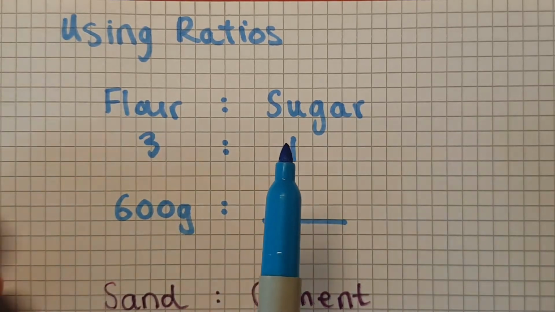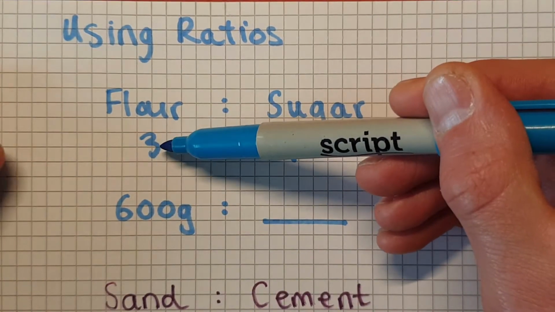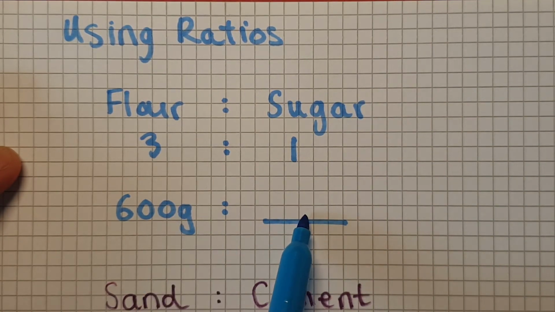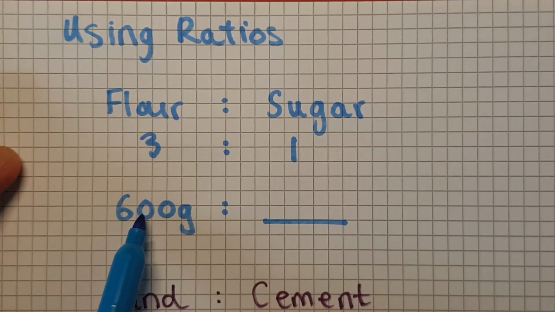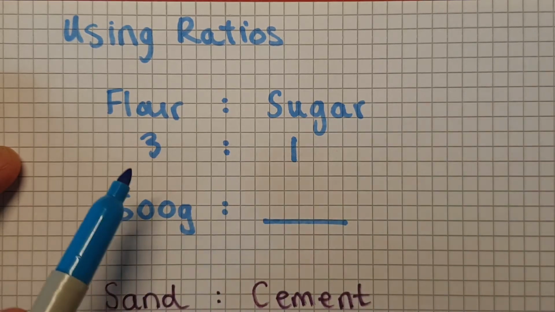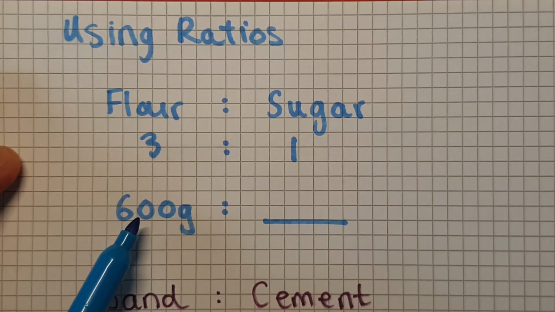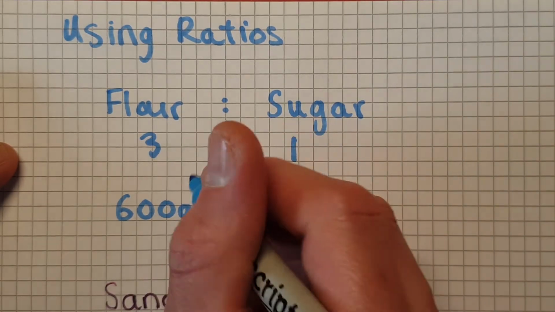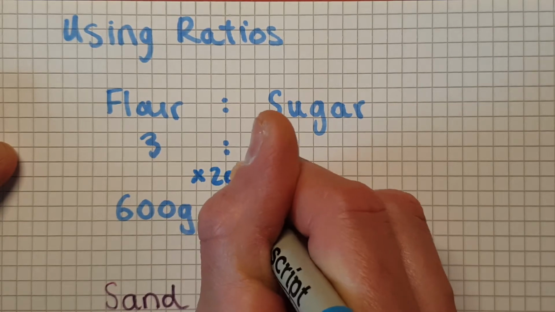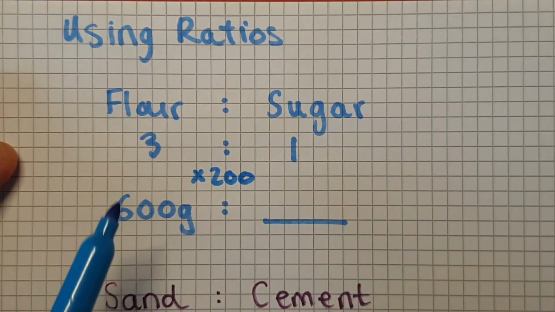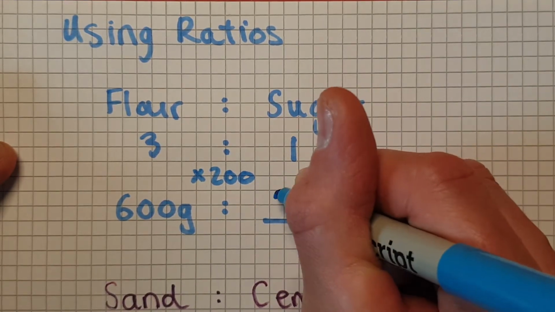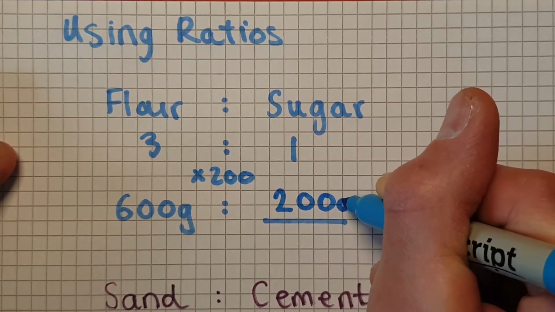Now, as we can see here, we've got 3 bits of flour to 1 bit of sugar. We need to find out how much sugar you would need if you've got 600 grams. So you've got to think, what would you times 3 by to make 600? Well, 3 times 2 is 6. So 3 times 200 makes 600. So if we're multiplying that by 200, to get the correct amount of sugar, we've got to multiply that by 200 as well. So that tells us you need 200 grams of sugar.